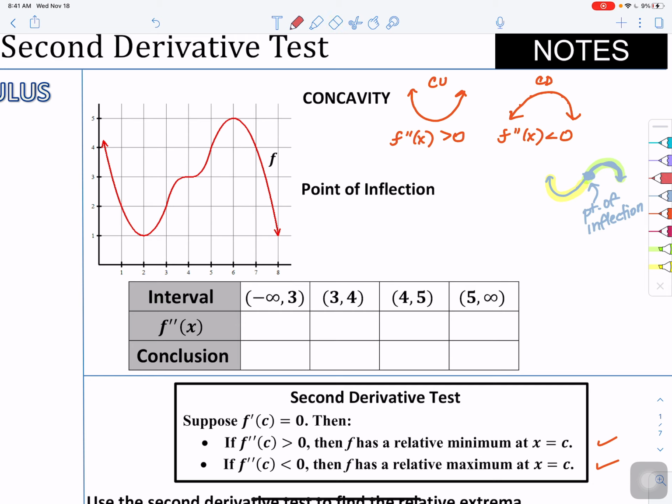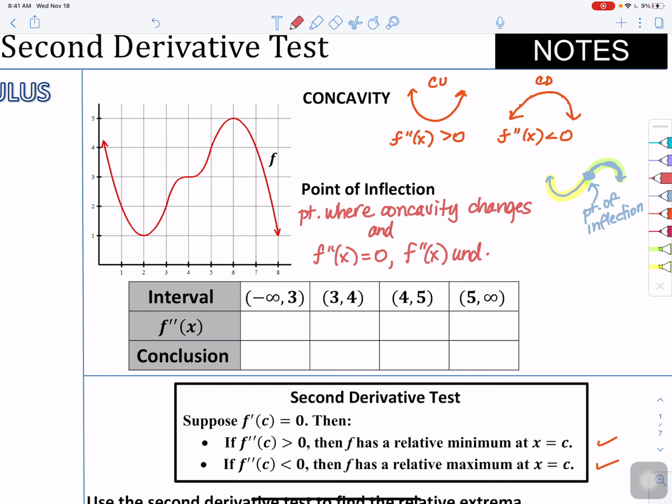A point of inflection is a point where concavity changes. And we look at those where the second derivative is equal to 0 or the second derivative is undefined. Okay? So we'll be looking at both of those places.